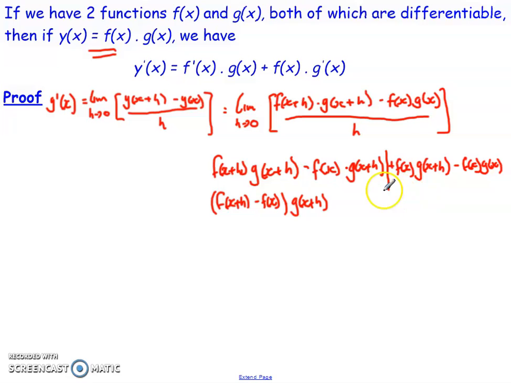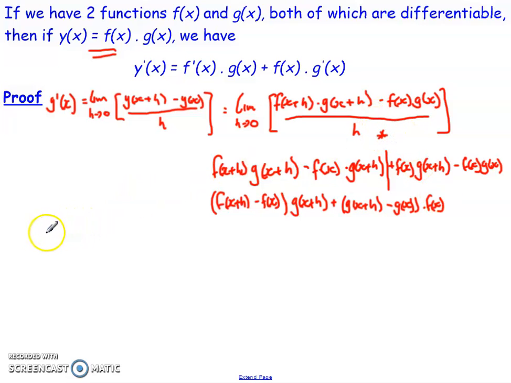And in this side here, f of x is a common factor, so same idea. I'll end up with g of x plus h, take away g of x, all of that times f of x. So what I can do now is stick that back into here.